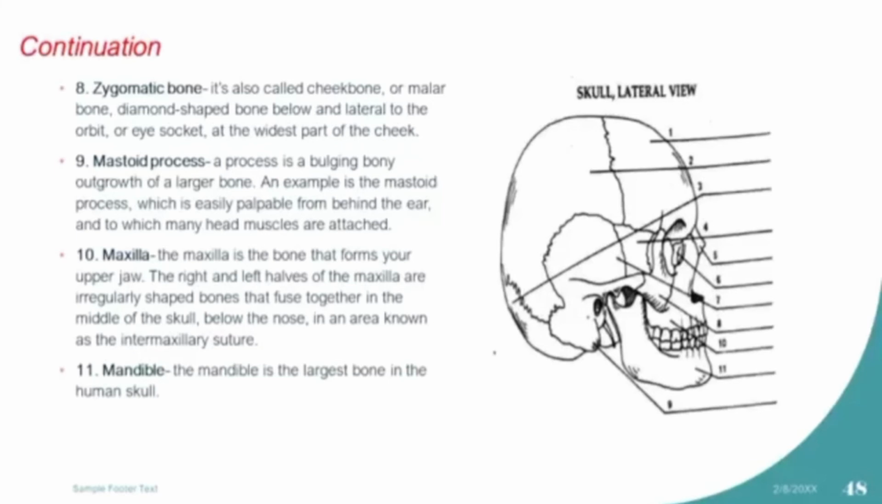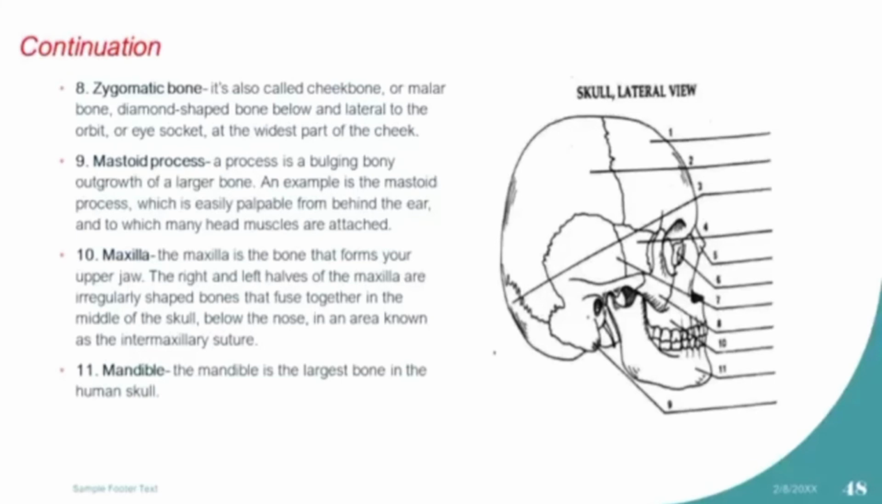9. Mastoid process. A process is a bulging bony outgrowth of the larger bone. An example is the mastoid process, which is easily perceivable from behind the ear and to which many head muscles are attached. 10. Maxilla. The maxilla is the bone that forms your upper jaw.